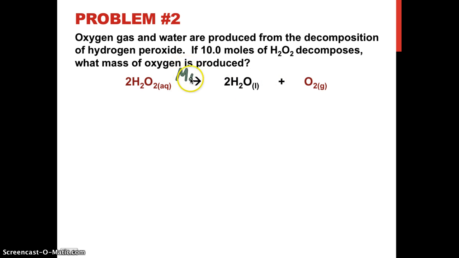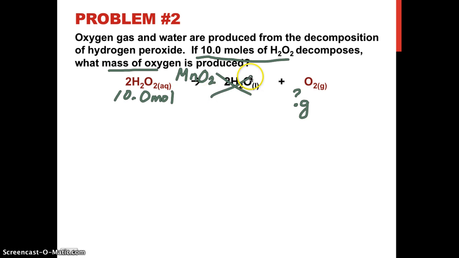And you've seen this in class. We've done a demonstration on this with the catalyst, manganese dioxide. Now, you read through and you figure out what it is you're starting with. And right here, we're starting with 10.0 moles of hydrogen peroxide, and we're going to figure out the mass of oxygen that gets produced. So we don't need this anymore, no more water after we've balanced.